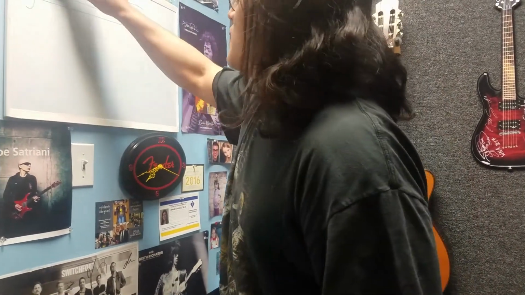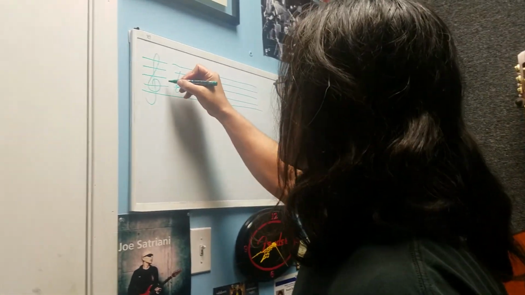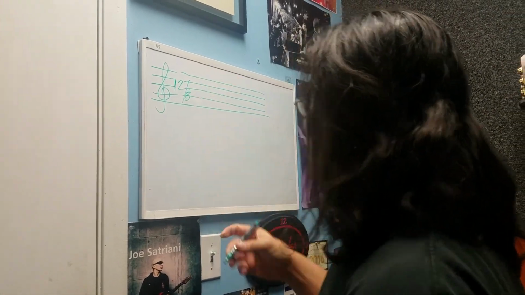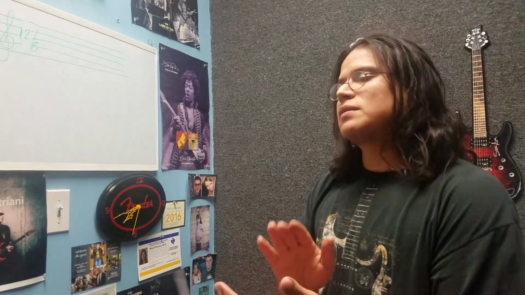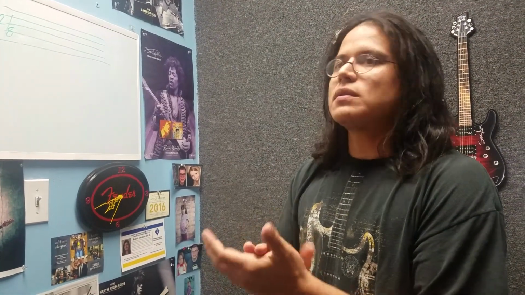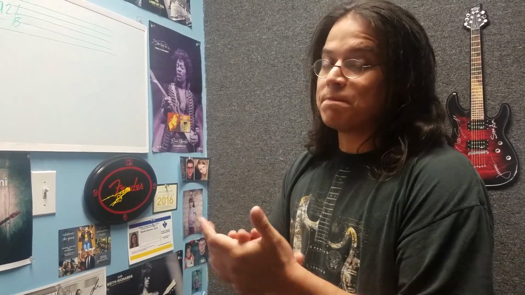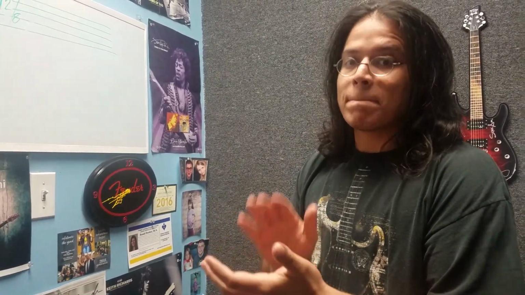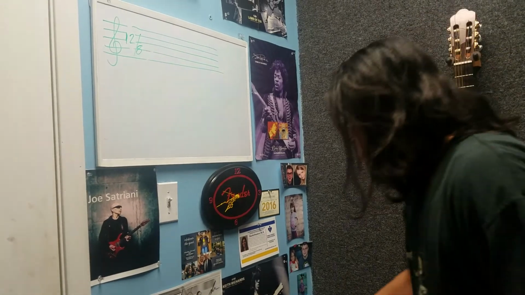And 12/8 can be like a very slow blues or like that old-timey Elvis Presley ballad type deal when you have that. So now you have 4 groups of 3. So that's 1, 2, 3, 1, 2, 3, 1, 2, 3, 1, 2, 3. Okay? And that's how that's divided.